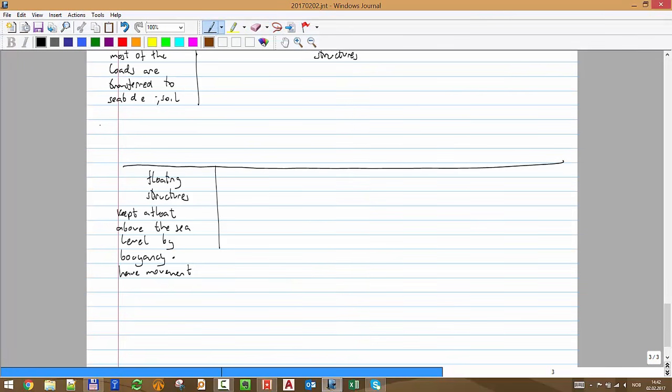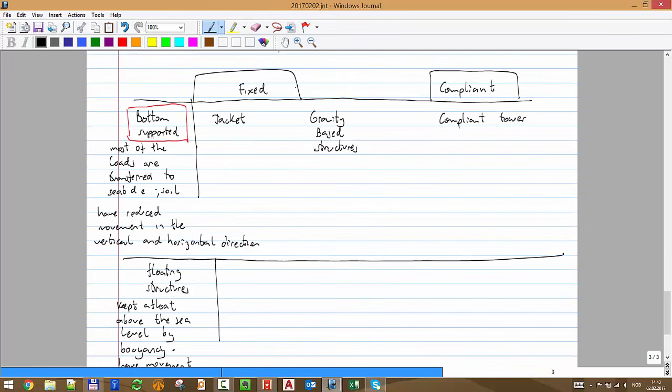Okay, and they have reduced movement in the vertical and horizontal direction. Okay, if you think of vertical, I'm referring to this direction, and horizontal, I'm referring to that direction. So they have really limited movement.